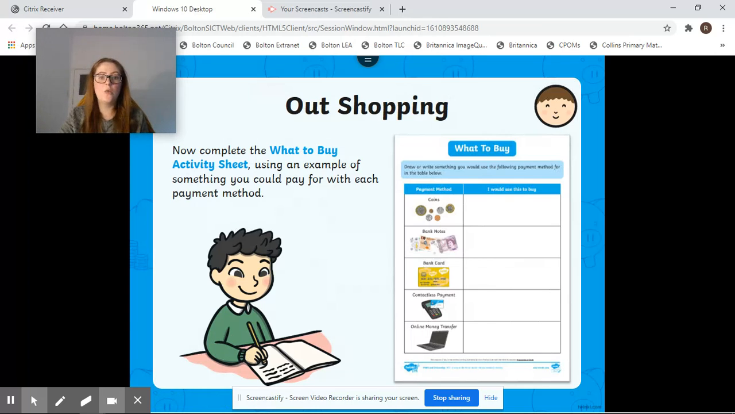So I want you to complete that sheet for me now, and remember to take a picture of your work and send it to us via Seesaw so we can see how well you're getting on.